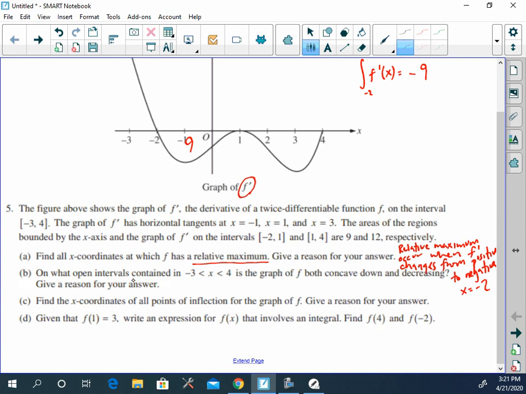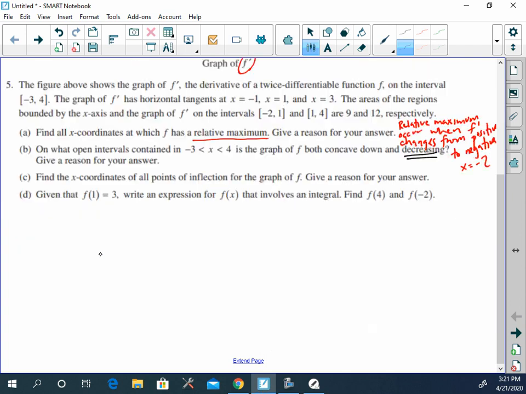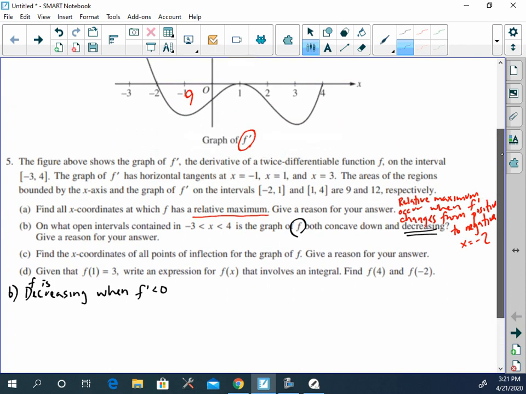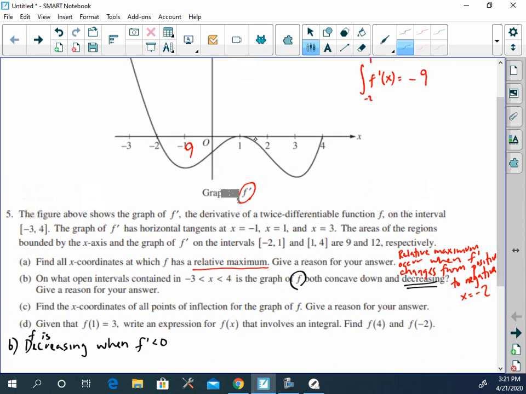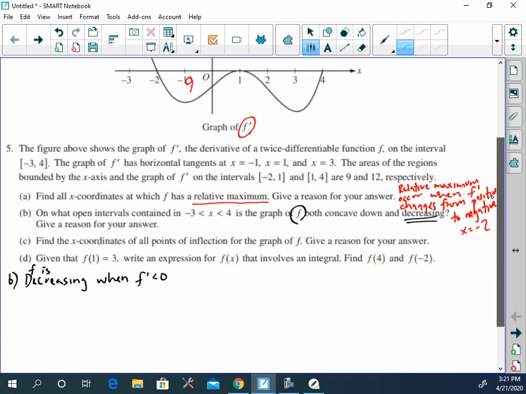Part B says, on what open intervals contained in our graph above, the -3 to 4, is the graph of f both concave down and decreasing? So I'm going to start with decreasing. So we know that it's going to be decreasing, and we're talking about the graph of f. So f is decreasing when f prime is less than 0. So it would be decreasing from -2 to 1 and then from 1 to 4.